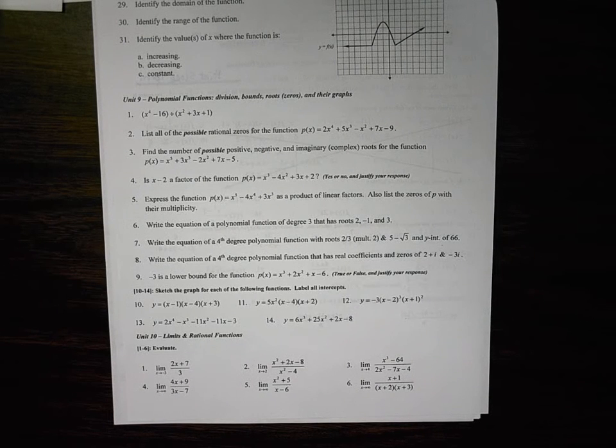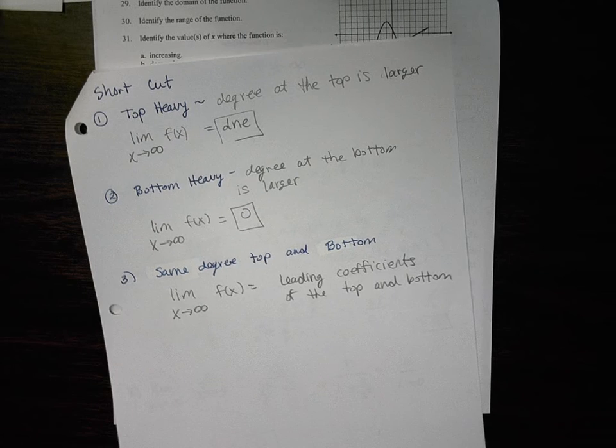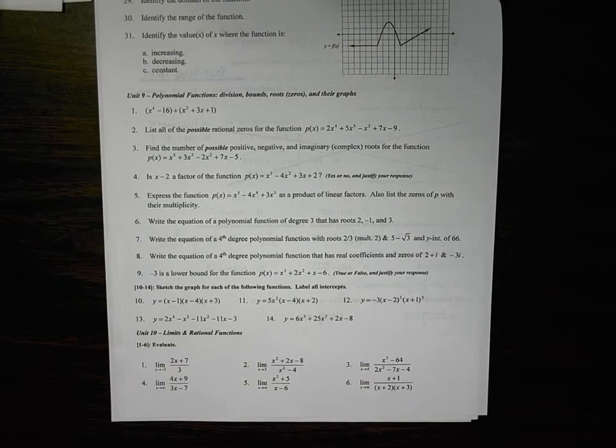Did you find it? Can you tell us what objective it is? It's 10.2, so you guys can check. You got it? Top heavy is DNE, bottom heavy is 0, the same degree is the leading coefficients. Thank you. It's right here in 10.2. If you don't have your notes, then you have to go back online and watch it.